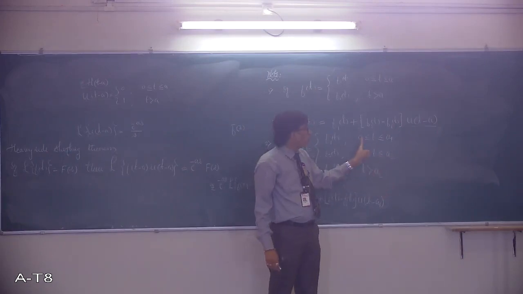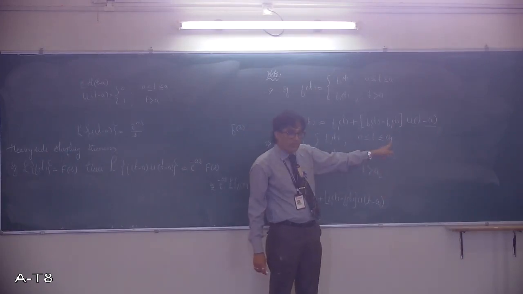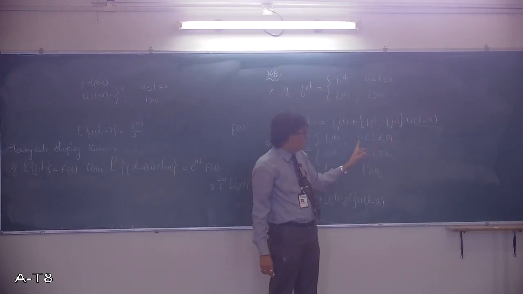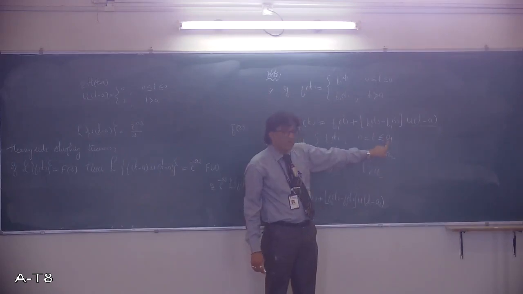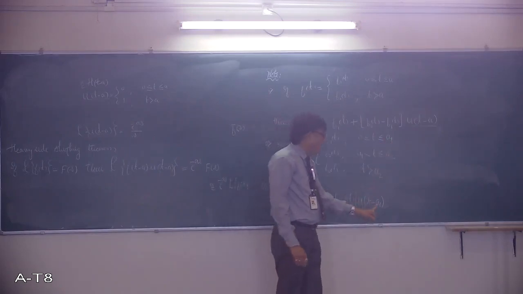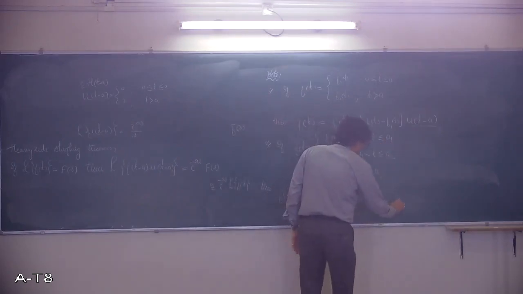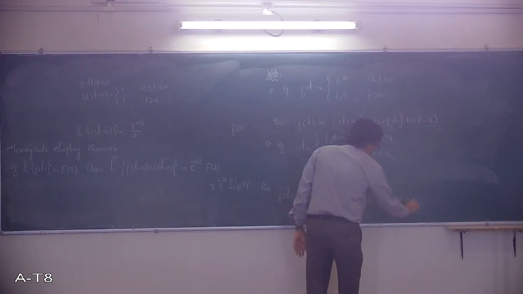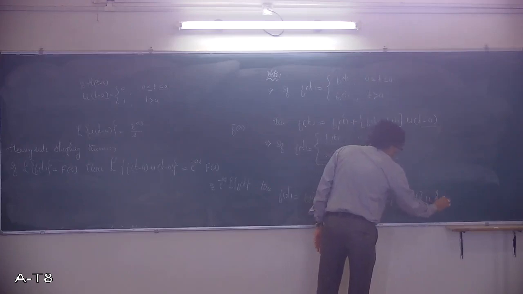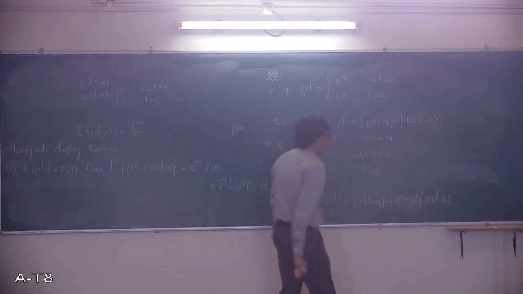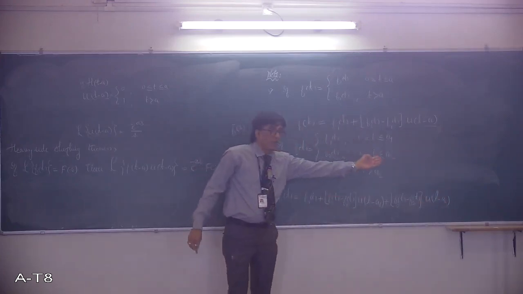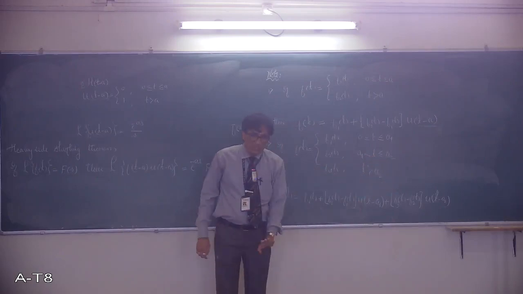Okay, so what does it mean? The first point of discontinuity is pi. If it is 0 to 1, 1 to 2, more than 2, the first point of discontinuity is unity, 1 you have to write. So plus the third term, f3 of t minus f2 of t, into the unit step function at the second point of discontinuity.